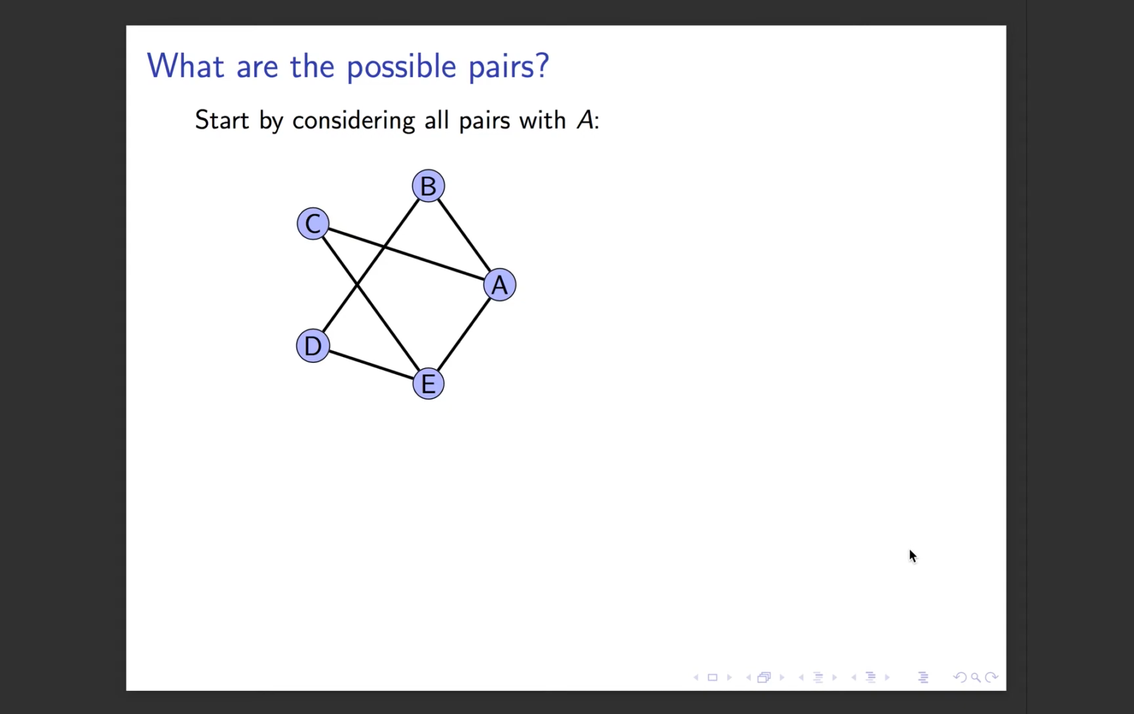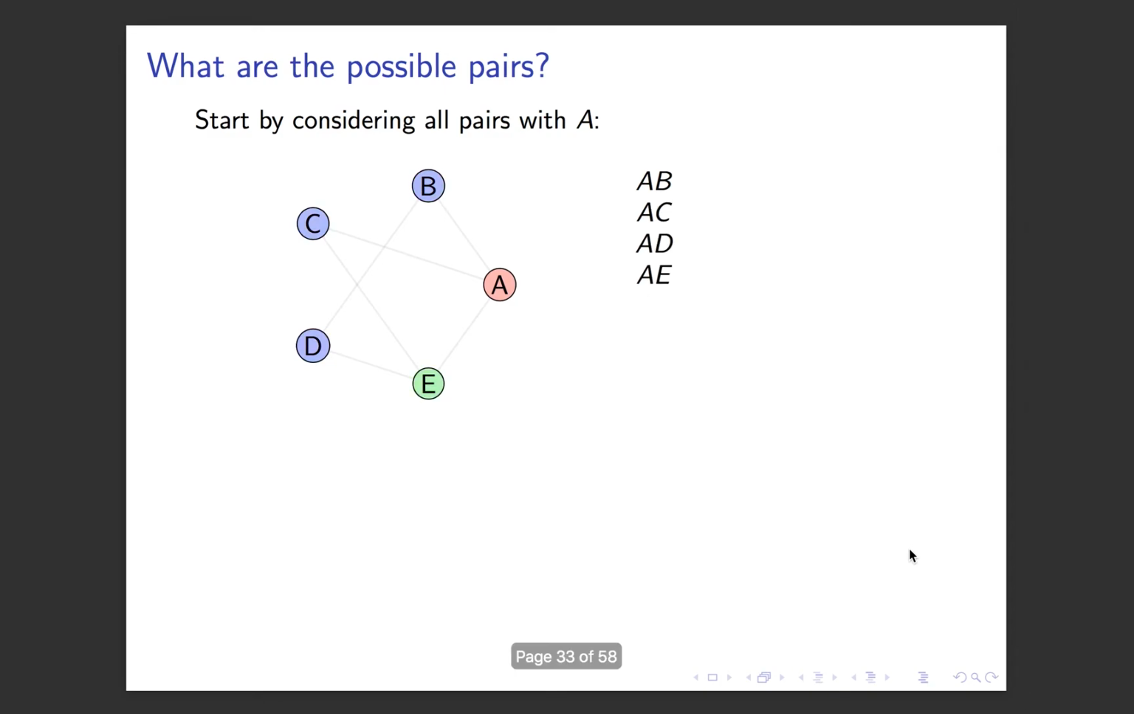In this case, we're going to ignore the edges. So just take those out of your mind. Fix A in your mind, and now think about what are the other nodes that we could pair off with A? Well, there's A and B, so we'll write that down. There's A and C, there's A and D, and there's A and E. So these are all the pairs that will involve A.